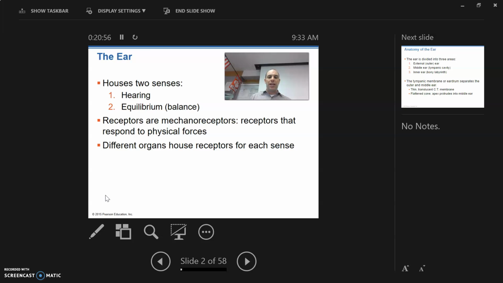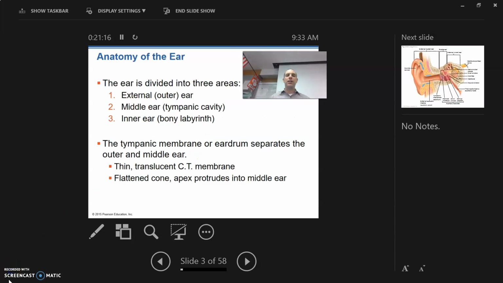Receptors are mechanical receptors, receptors that respond to physical forces, mechanical meaning physical, and different organs house receptors for each sense. The ear is divided into three areas. One, the external or the outer ear, the middle ear, which is called the tympanic cavity, and the inner ear, which is called the bony labyrinth. We'll talk about the three bones that are involved in the ear. They're part of the 206 in the body.